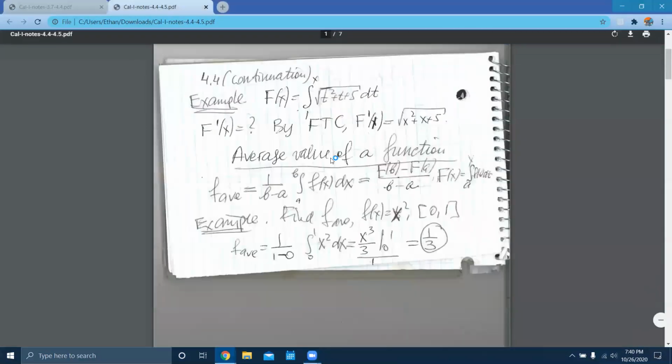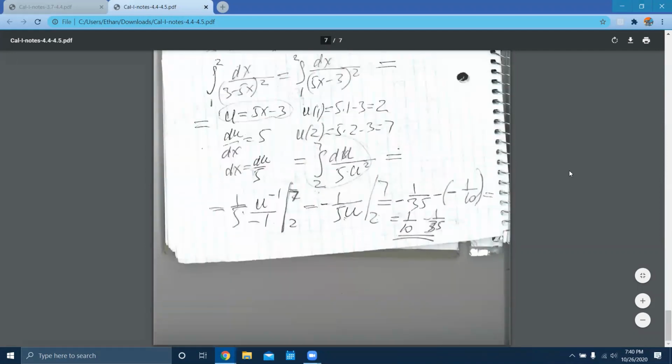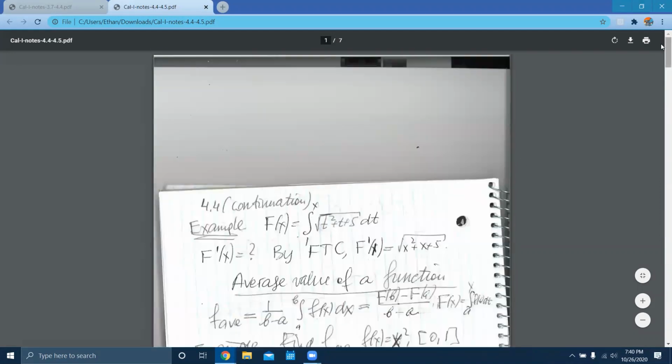Oh, that's it for this one. Let's move on to the other one. Let's see how much is here. 3, 4, 5, 6, 7. Oh boy, there's still quite a few.